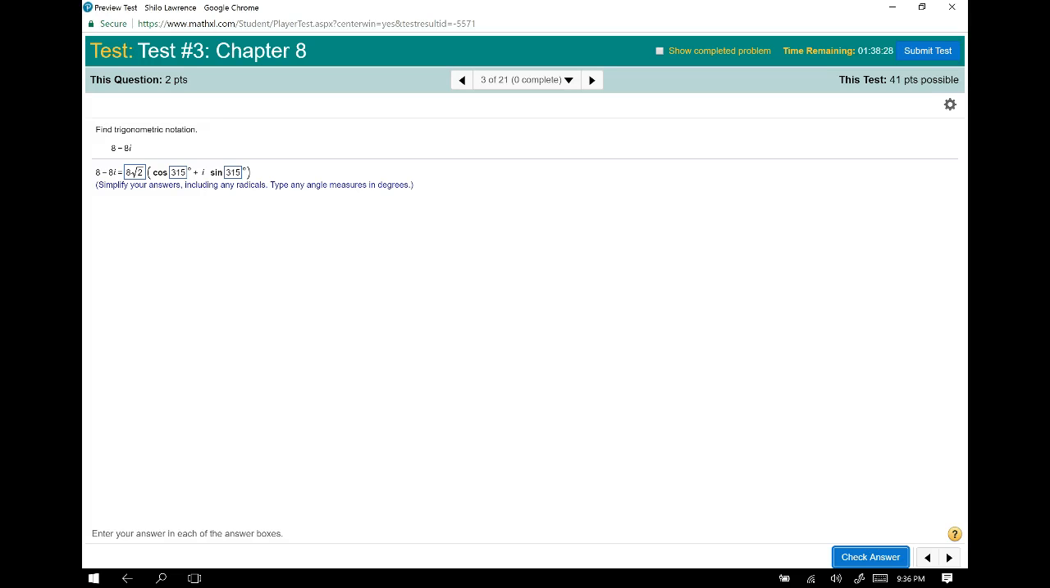The r value is always just Pythagorean theorem. The theta is always tan inverse, and you just have to adjust the quadrant.